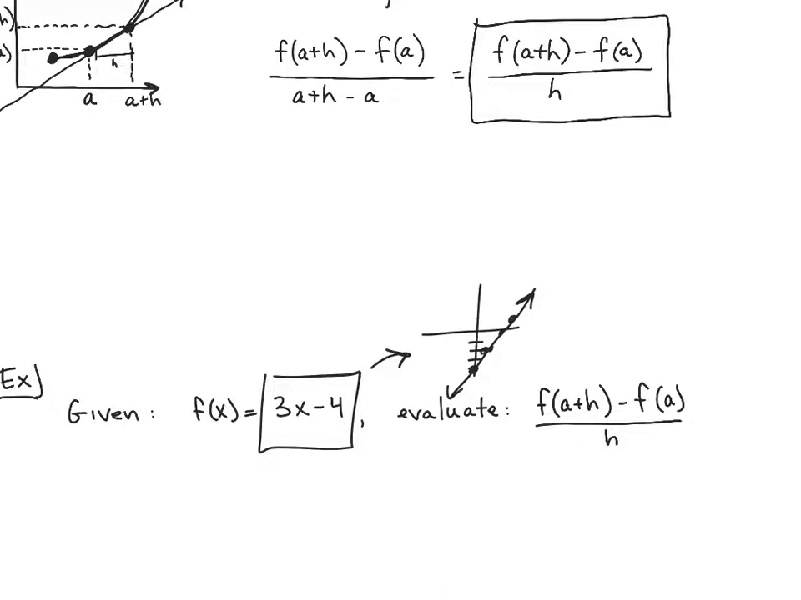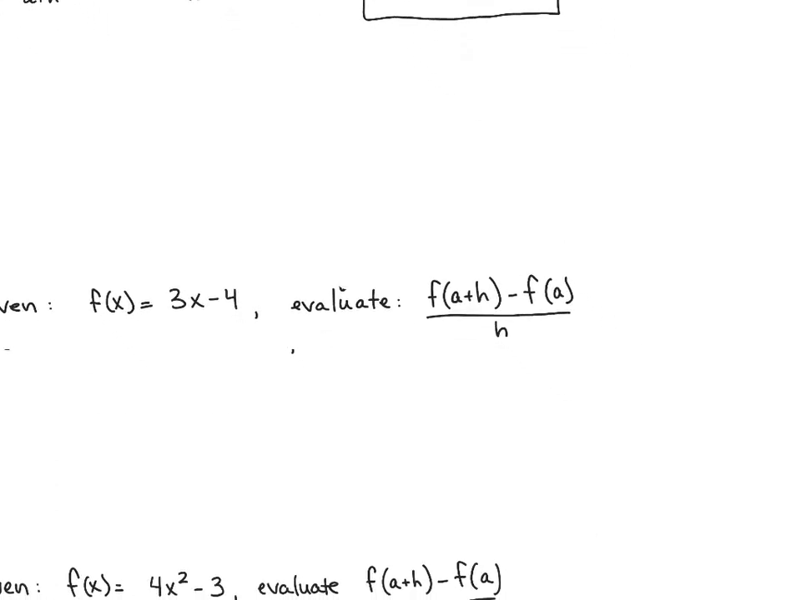Now that being said, we still need to evaluate the difference quotient. This is what it looks like. What I would recommend is you break this up into several parts. First of all, we need to know what f of a is, and then we need to know what f of a plus h is. So if f of x is 3x minus 4, then what is f of a, and what is f of a plus h?